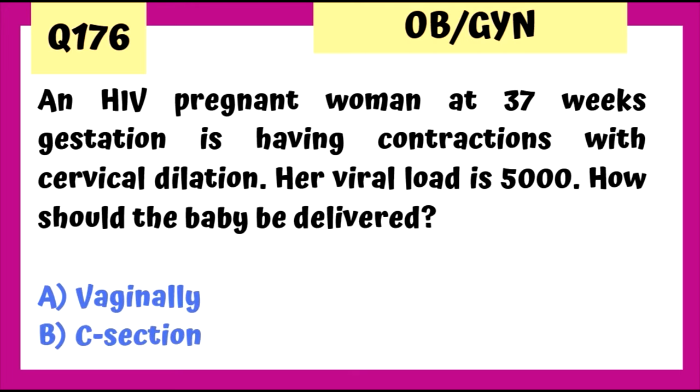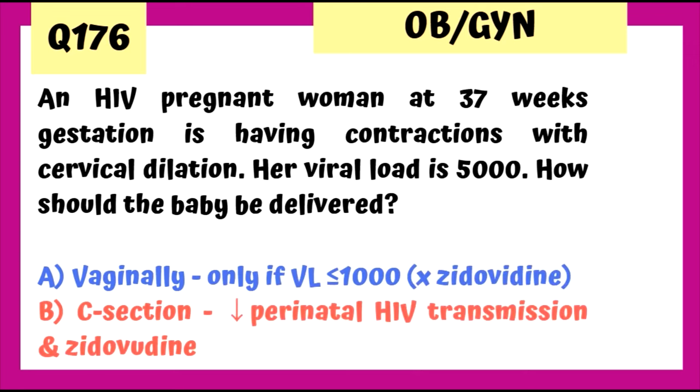Question 176, an HIV-positive pregnant woman at 37 weeks gestation is having contractions with cervical dilation. Her viral load is 5,000. She's going into labor. She has a high viral load. We want to go with a C-section. Vaginal delivery is only if the viral load is below 1,000. But we do a C-section since it's above 1,000, and we give zidovudine.